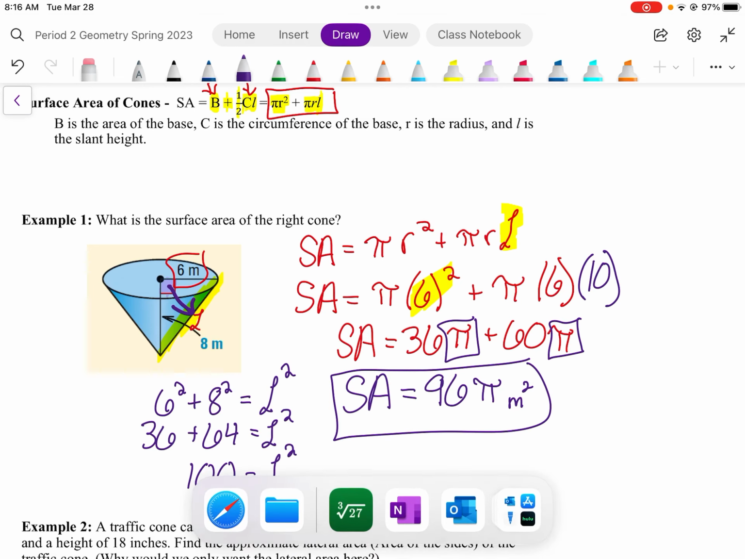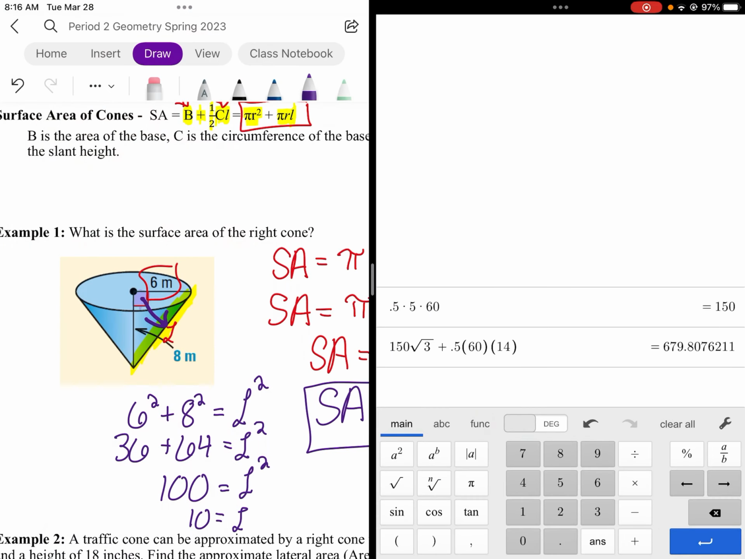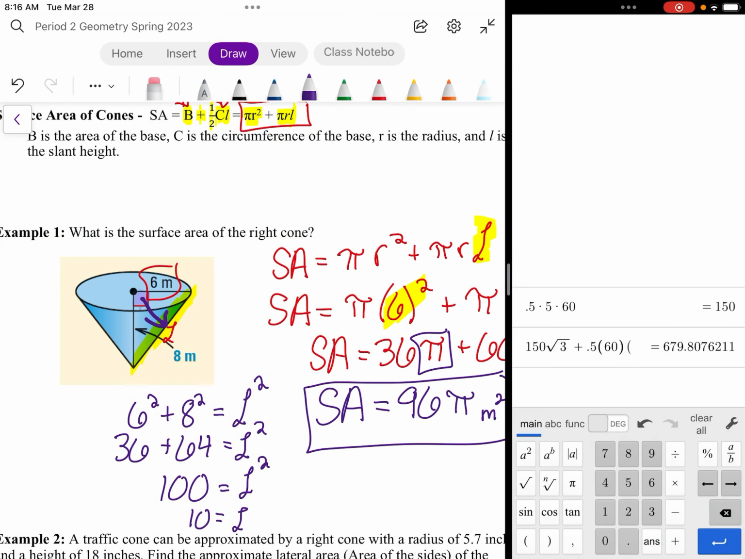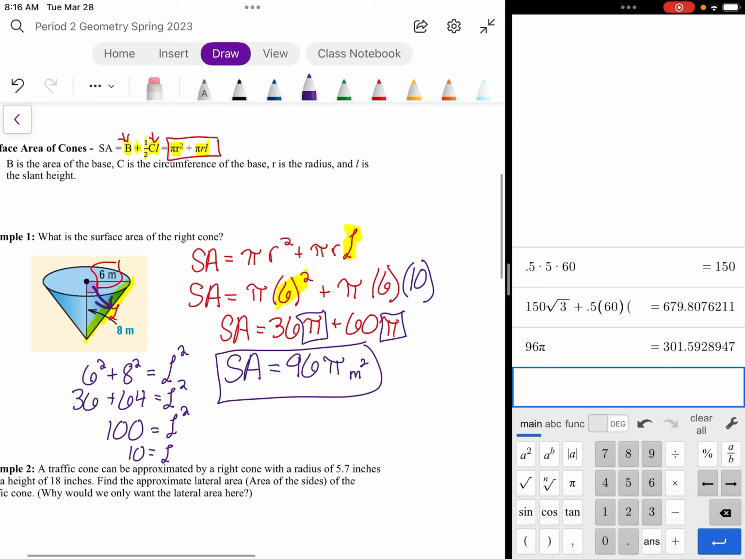If they say it's okay to round, you can plug it into your calculator using the pi button. So you would just type 96 pi into your calculator, and it's okay to round your final answer to 1 decimal point. So 301.6 meters squared.